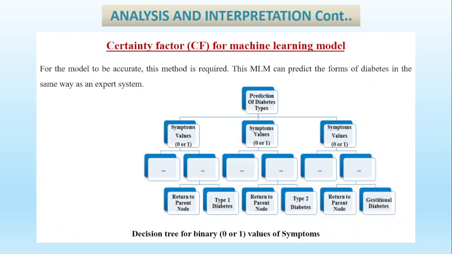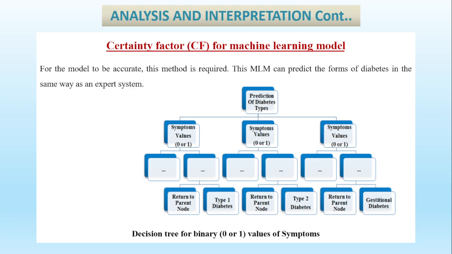Now, for the certainty factor machine learning model, this diagram shows the decision tree for binary 0 or 1 values of symptoms for prediction of diabetes type. The tree goes by symptom value 0 or 1, 0 for false and 1 for true. Three symptom values are required. Then for symptom 1, the value is 0 or 1, both are possible.